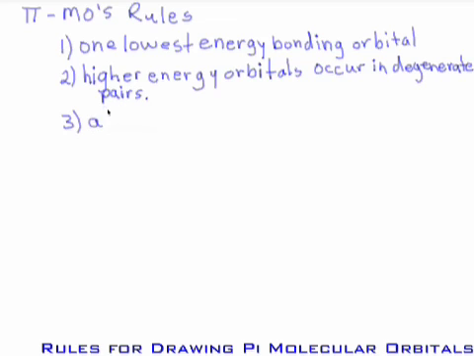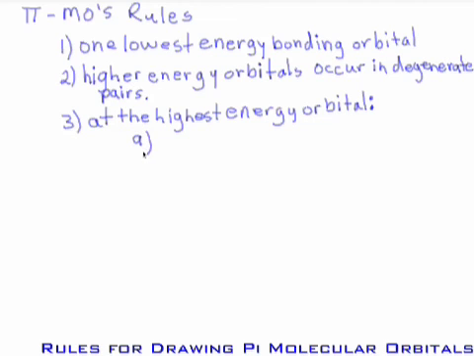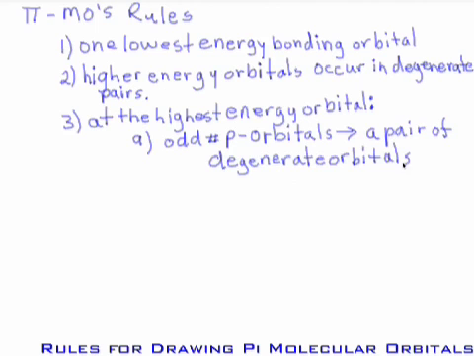Three has two parts. At the highest energy orbital, A, for an odd number of p orbitals in the molecule, you will get a pair of degenerate orbitals. And B, for an even number of p orbitals in the molecule, you'll get a single high energy orbital.